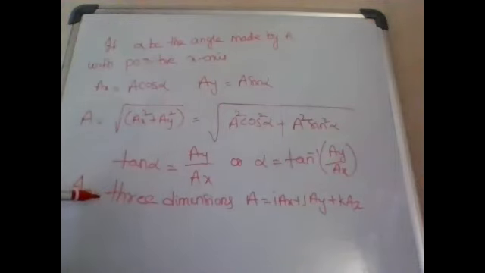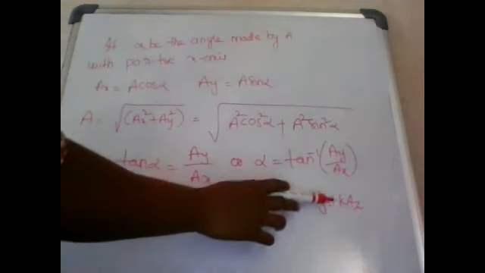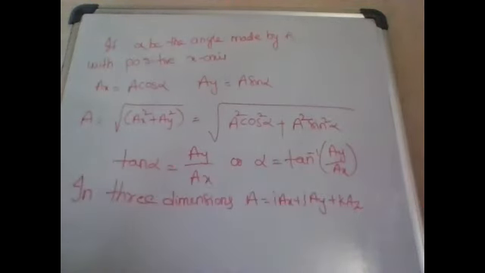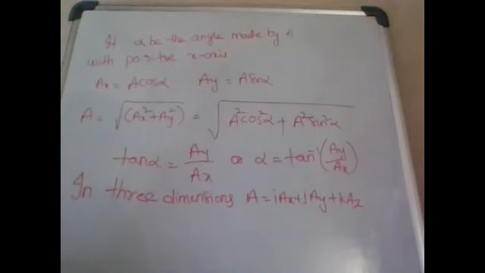If we consider three dimensions, that means x comma y comma z directions, then we can write in three dimensions A equals i into A suffix x plus j into A suffix y plus k into A suffix z. i comma j comma k are unit vectors along x comma y comma z directions.